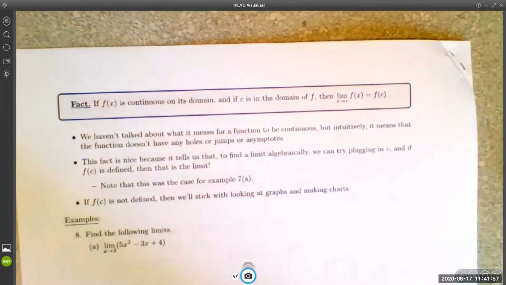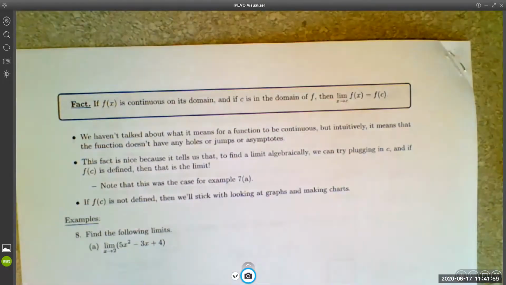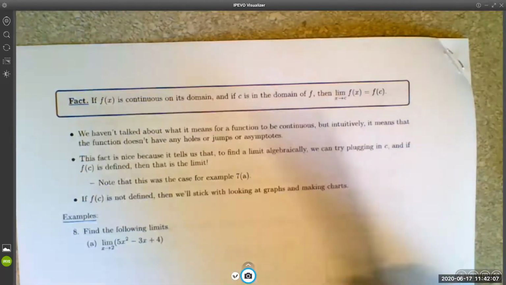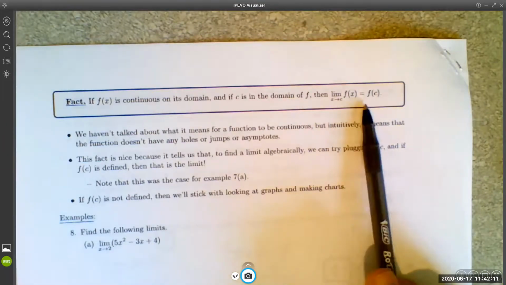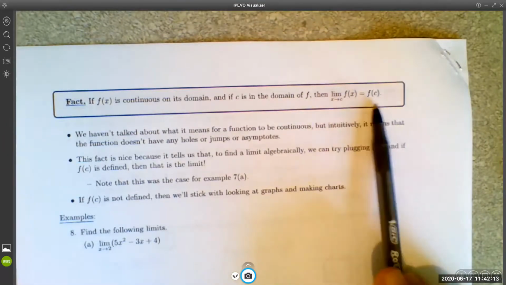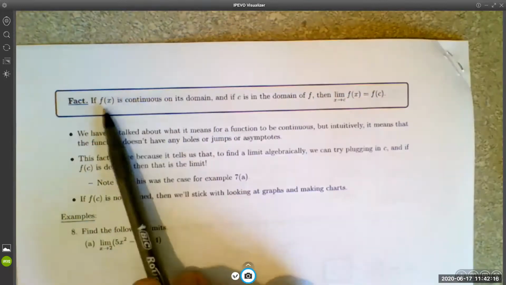So when we first started talking about limits, I said, well, sometimes the limit is the same thing as the function value and sometimes it's not. And I said we would have a better handle on when it is and when it isn't. Here's that fact, right? This is when the limit and the function value coincide. They coincide if the function is continuous.